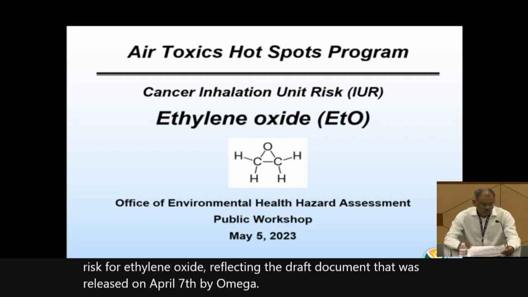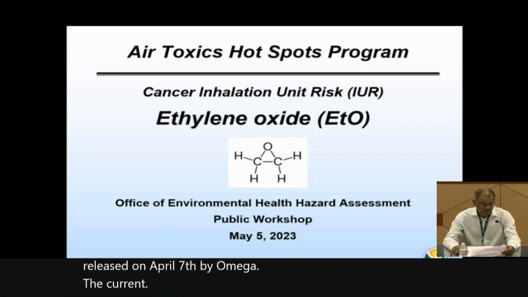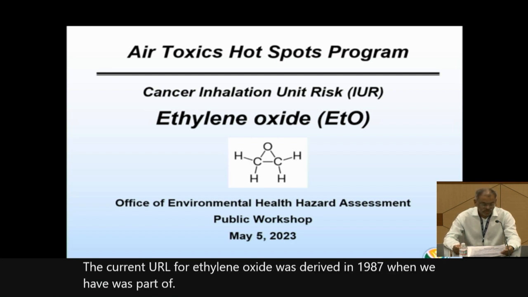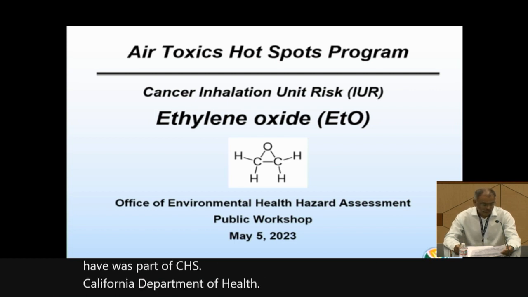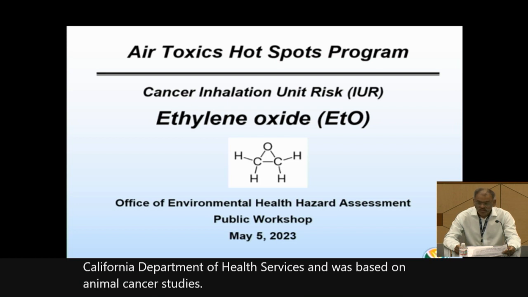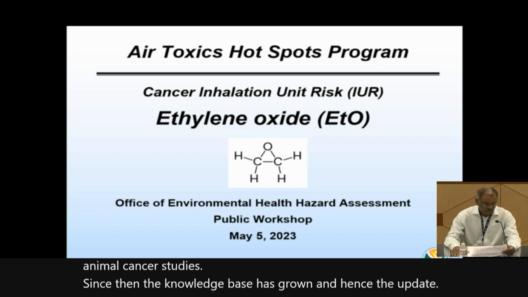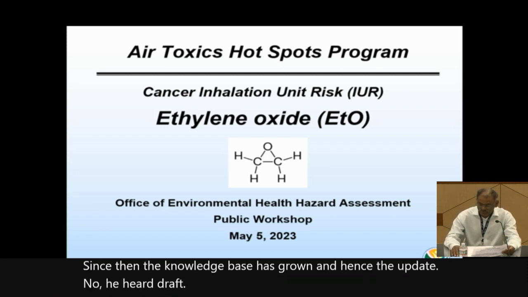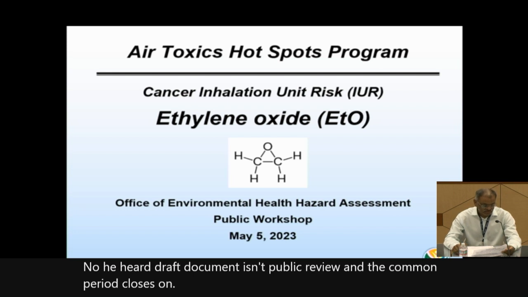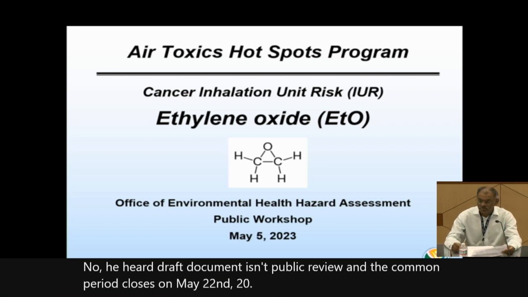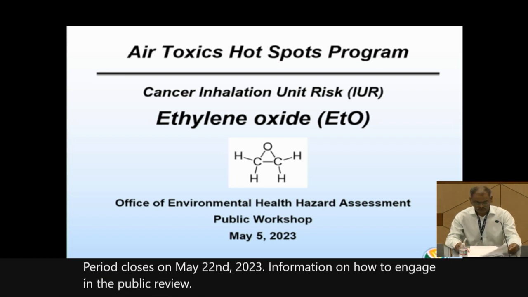The current IUR for ethylene oxide was derived in 1987 when OEHHA was part of CDHS, the California Department of Health Services, and was based on animal cancer studies. Since then, the knowledge base has grown and hence the update. The OEHHA draft document is in public review and the comment period closes on May 22nd, 2023. Information on how to engage in the public review process is contained on our website.